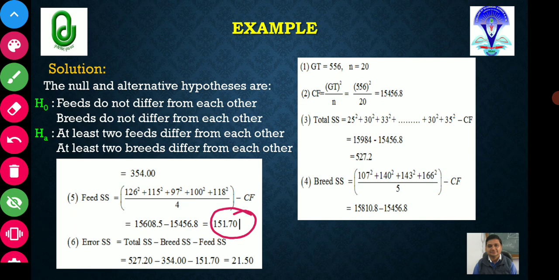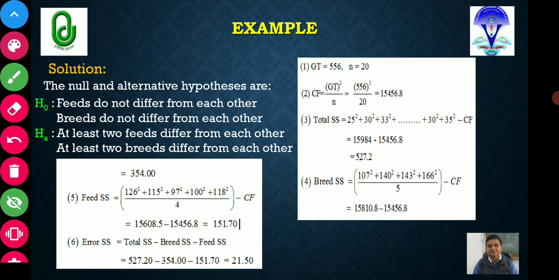And then you have to get the error sum of squares. So for that you have to write the total sum of squares minus breed sum of squares minus feed sum of squares. So like that you got the error sum of squares as 21.5. Now you got all the sums of squares. You know the degrees of freedom. You have to prepare the ANOVA table.